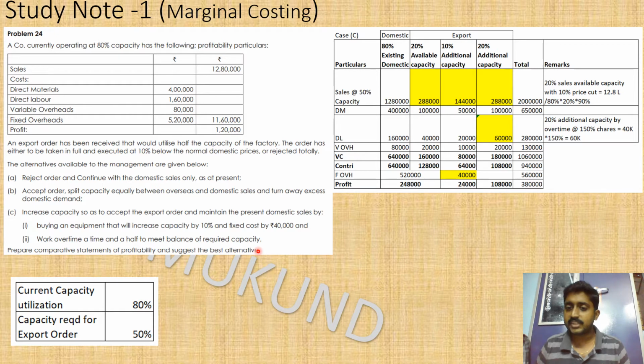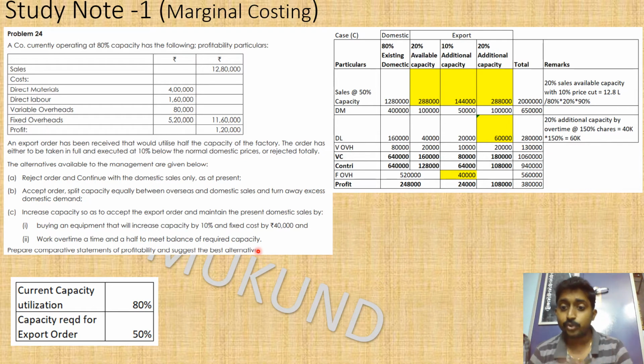So what is the shortage capacity? Export order we have accepted, which means we have to accept in full. Export order requires 50% of capacity. We have only 20% capacity remaining after meeting the domestic demand. So out of the 50% needed for export, 20% is available. Remaining 30% is shortage. Out of the 30%, 10% we got through the new machine. Remaining 20% we are going to do through overtime work of whatever labor we have. We are asking them to come and do overtime work and do the remaining 20% of the work.